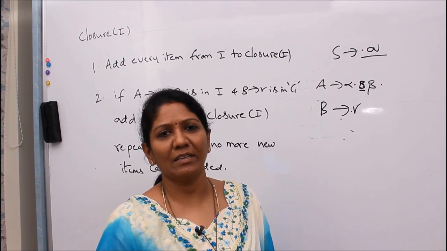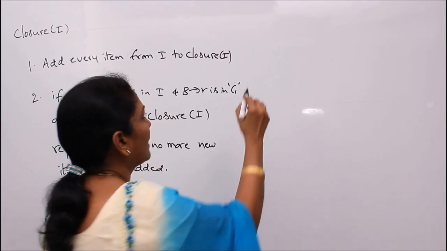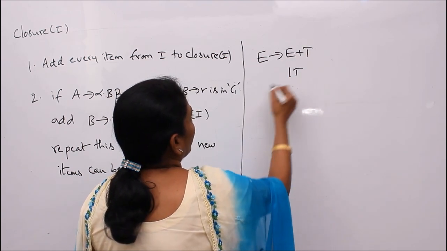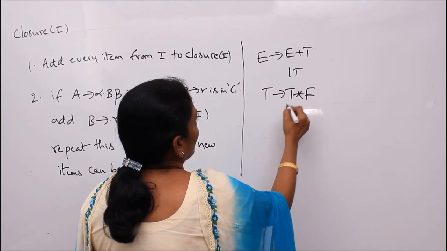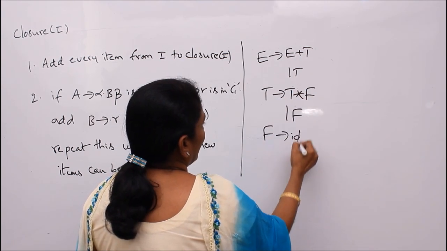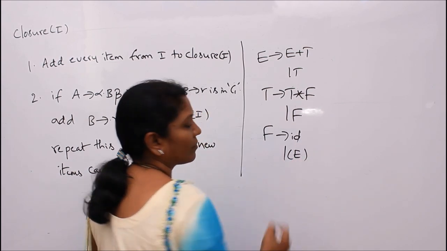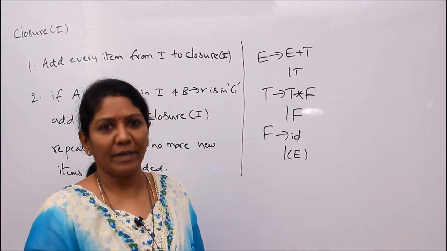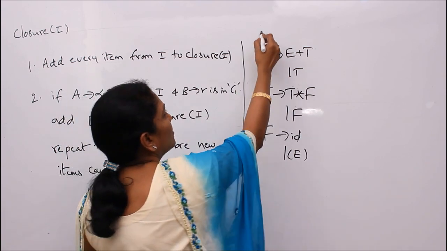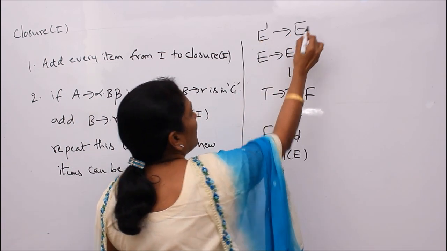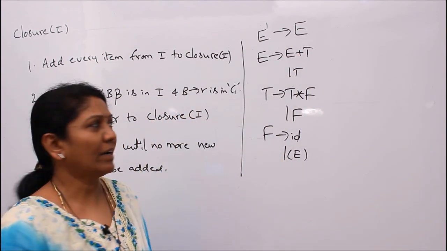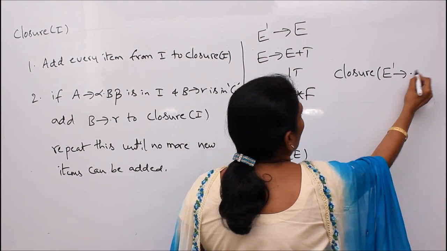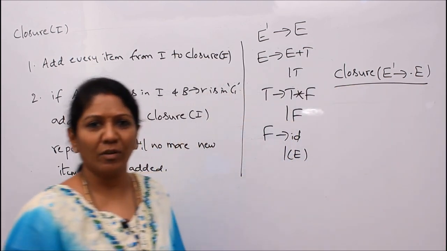Okay, let's try to understand this procedure by taking a simple example. Let's take a grammar something like this. E → E plus T or T, T → T star F or F, F → ID or (E). So given a grammar to construct LR parser, what is the first step? Take the augmented grammar. So what is the start symbol here? E. So to convert this into augmented grammar, I simply add E' → E. Now let us find out closure of augmented production with dot at the beginning, E' → dot E.